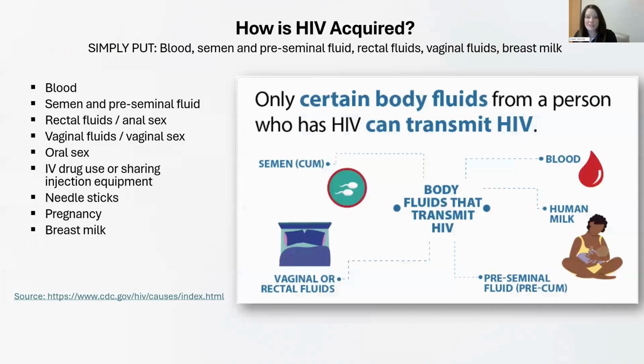So simply put, this is spread through blood, semen and pre-seminal fluid, rectal fluids, vaginal fluids, sometimes through oral sex, IV drug use or sharing injection equipment, needle sticks, pregnancy, and breast milk. Now, of course, through pregnancy or breast milk, only if that person doesn't have an undetectable viral load. So women who are pregnant, who are living with HIV and take their medication will not transfer it to their baby, and same thing with breast milk. So there's obviously a lot more that goes into that.